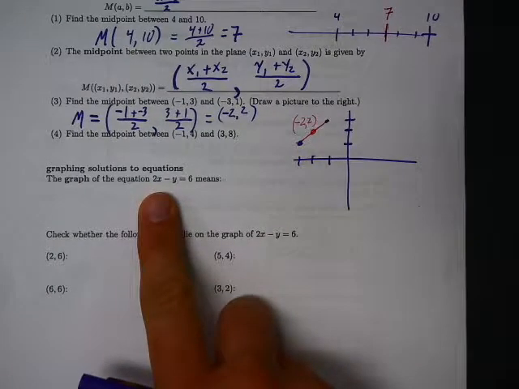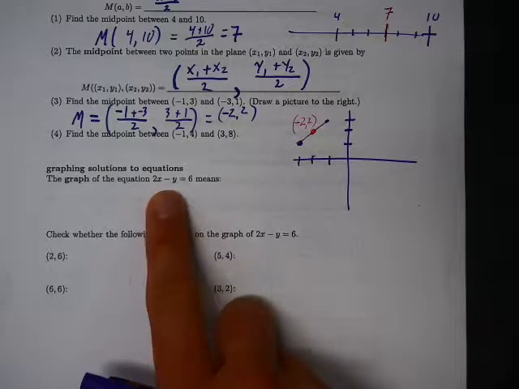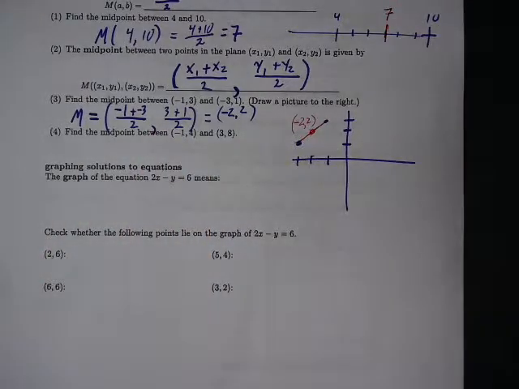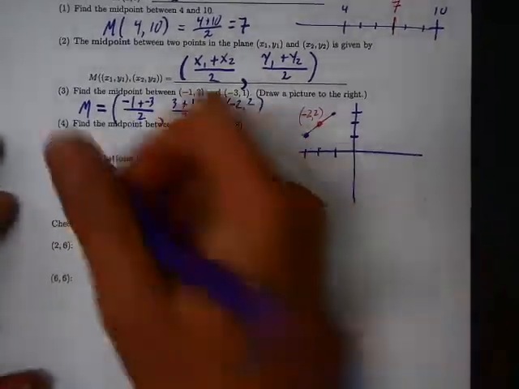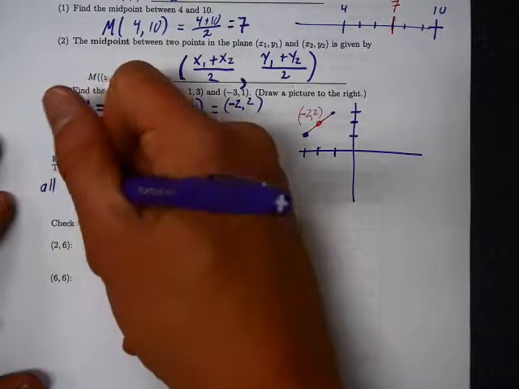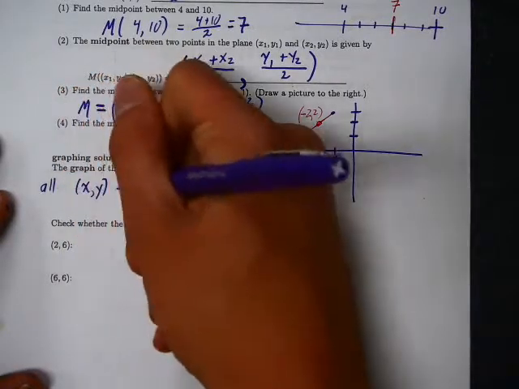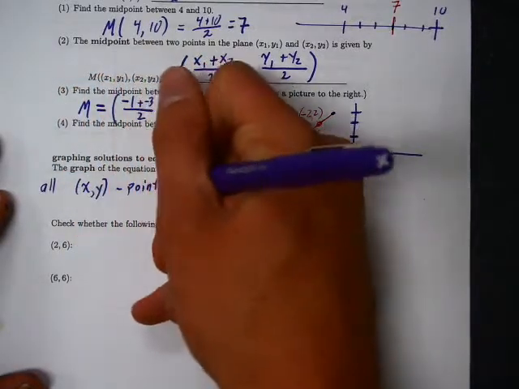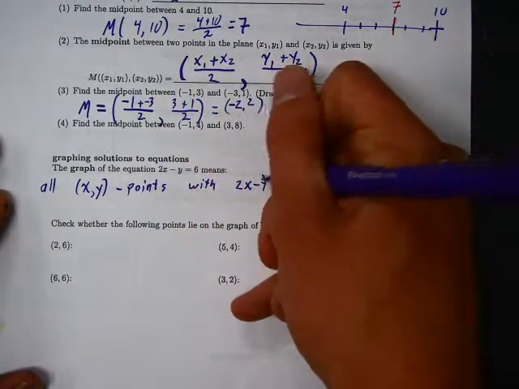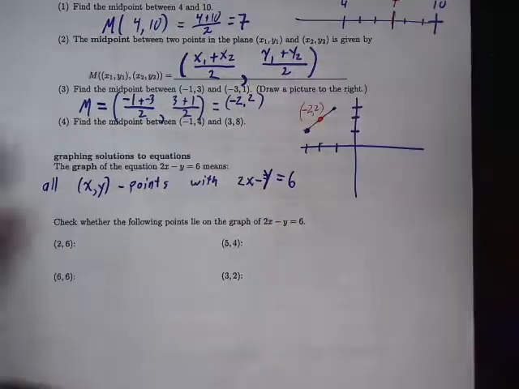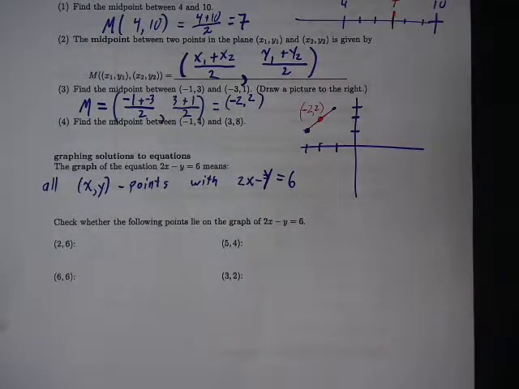So let's talk about graphing solutions to equations. The graph of an equation is just all x, y values which satisfy it. So if I give you an equation in 2 variables, like 2x minus y is equal to 6, the graph of that equation just means all points (x, y) with 2x minus y equals 6. So just all points which correspond to coordinates that satisfy the equation.